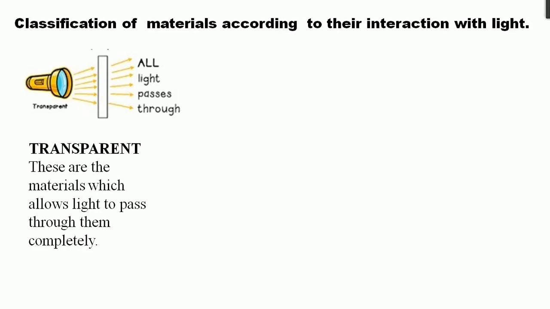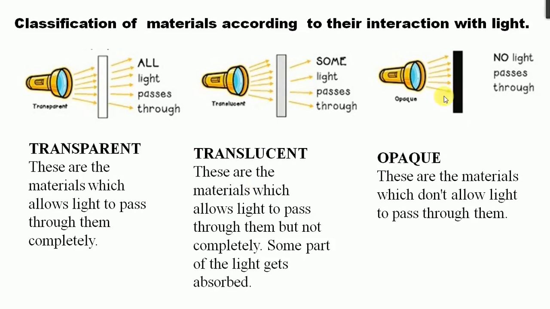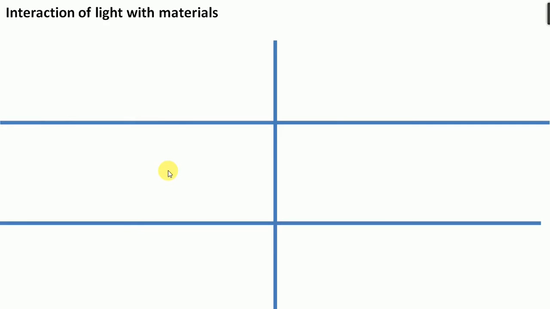Now we can classify matter according to its interaction with light. Some materials allow the light to pass through them, and they are called transparent objects. Some objects allow some part of light to pass through them, and they are called translucent objects. And some do not let the light pass through them, and they are called opaque. In this picture you can see this red cap is an opaque object, this glass lid is transparent, and this plastic lid is translucent.